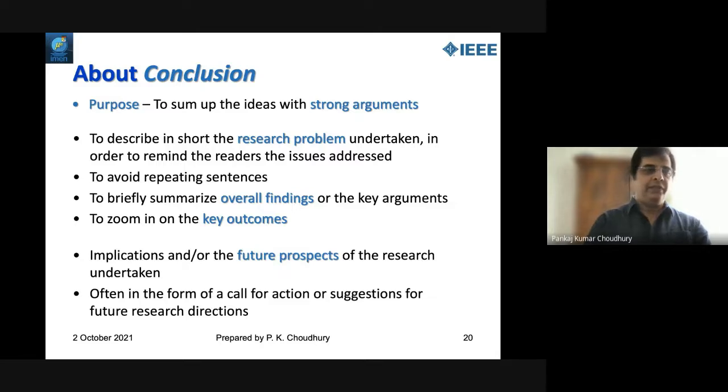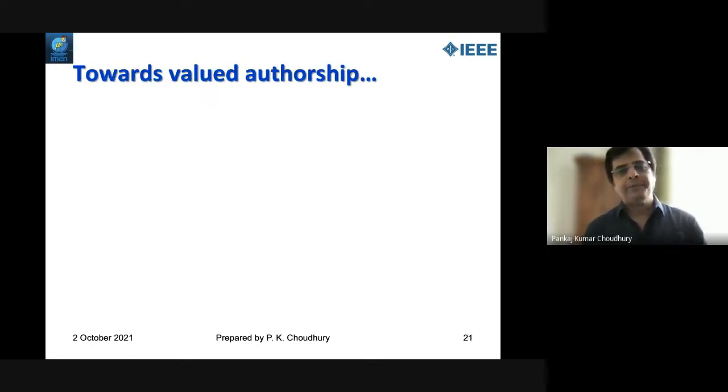Okay, also one must suggest the future directions, meaning how the study would be modified to accomplish some other objectives, the implications of the work, the future prospects of the research undertaken. These things must be there. So it can be considered in the form of a call for action or suggestion for future research directions. Okay, so this conclusion part completes the writing of the paper.